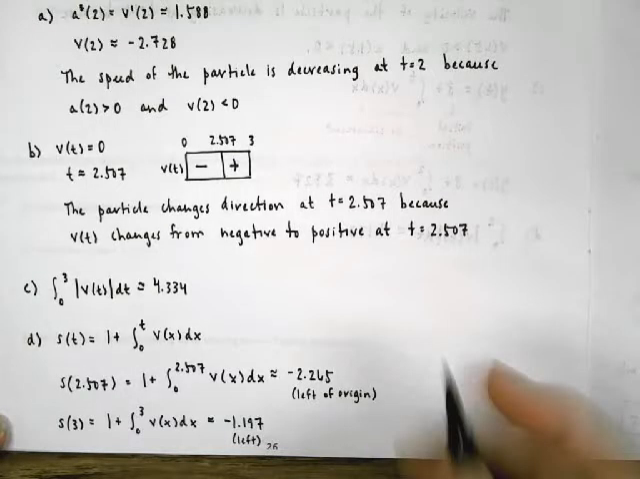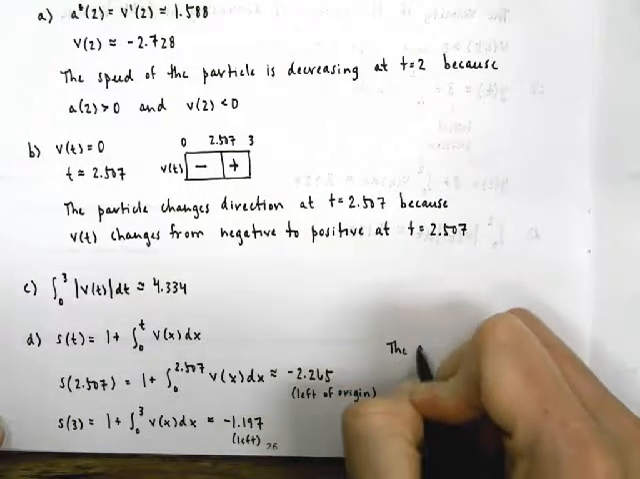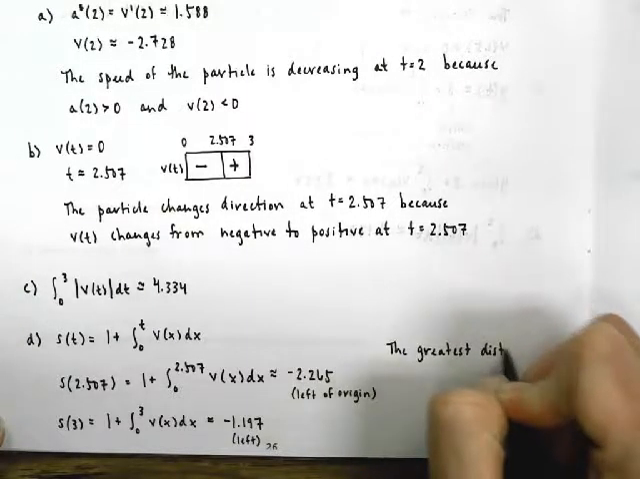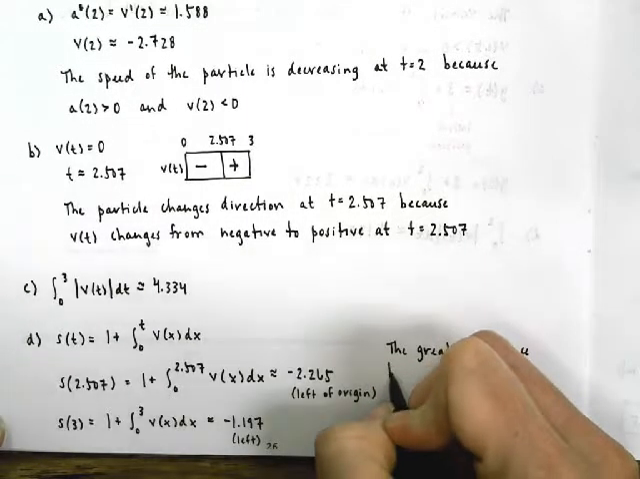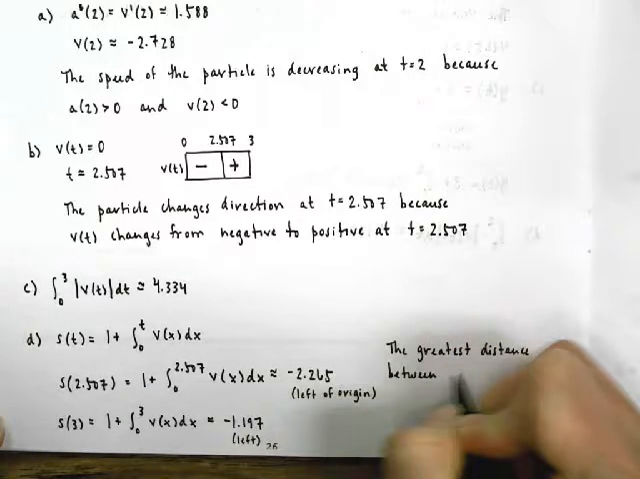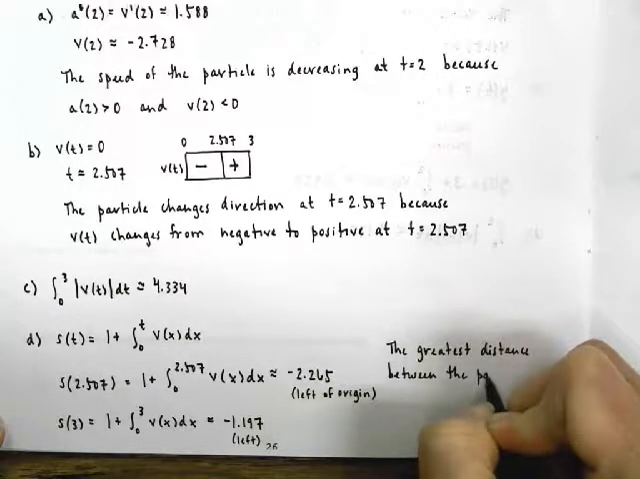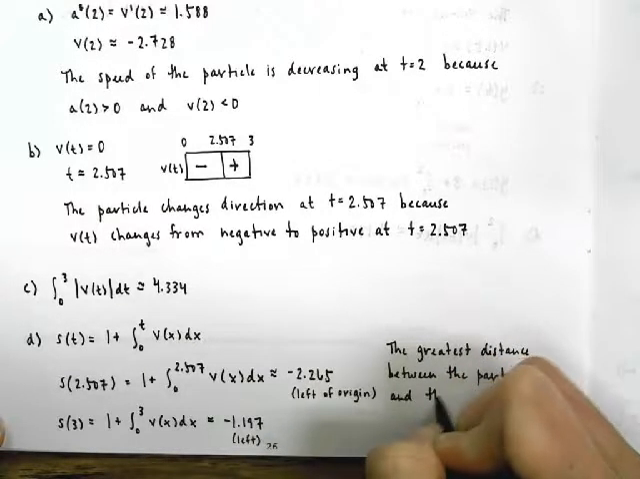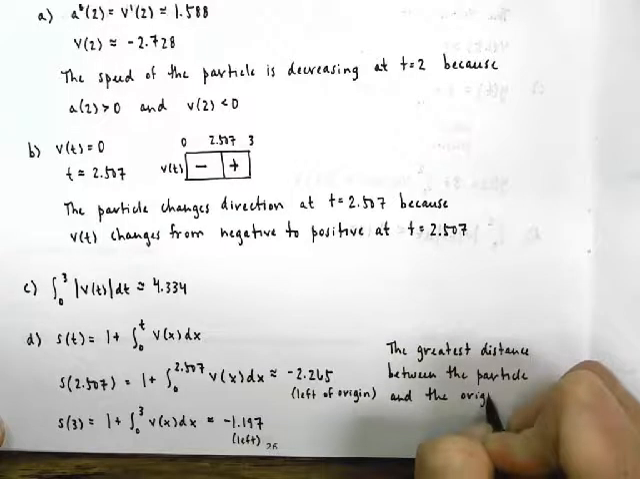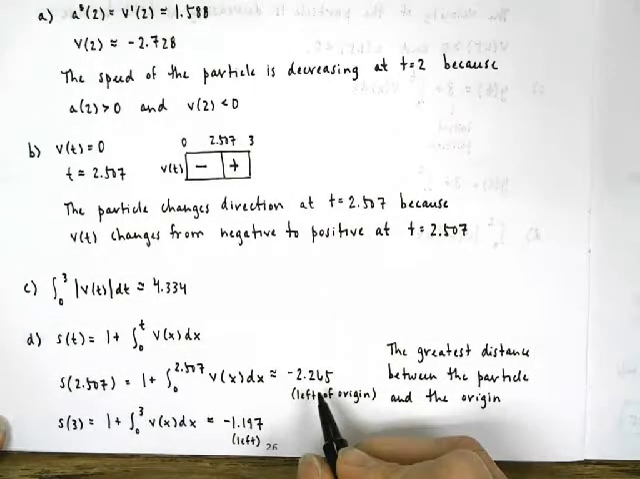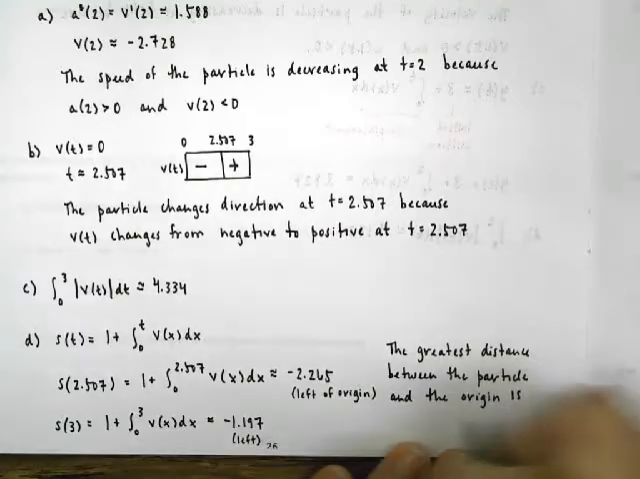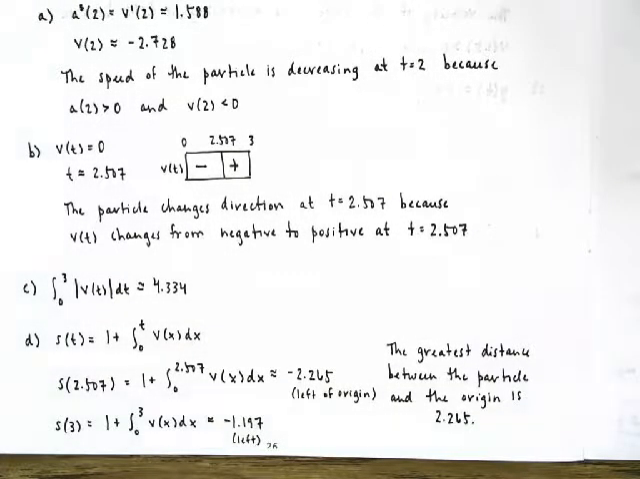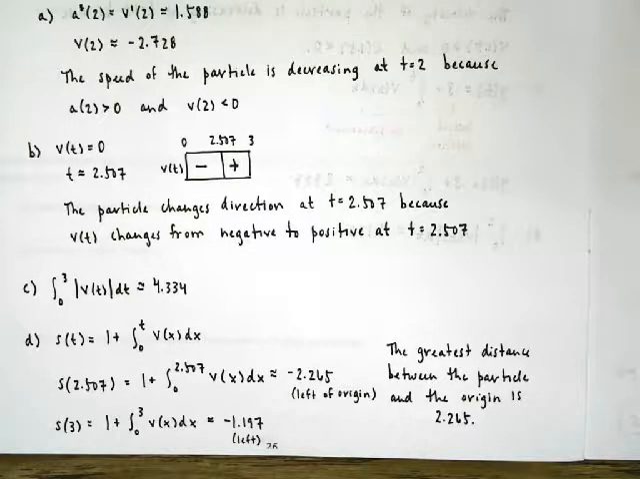Okay, so that tells us then the greatest distance between our particle and the origin is going to be this 2.265. So again, all that negative means is that we're to the left. So that's when we're furthest away from the origin.